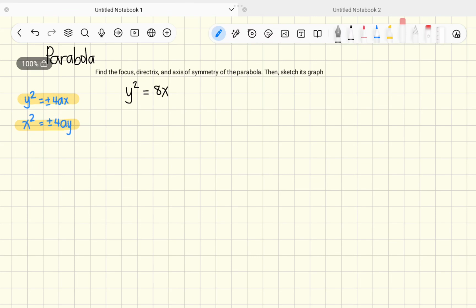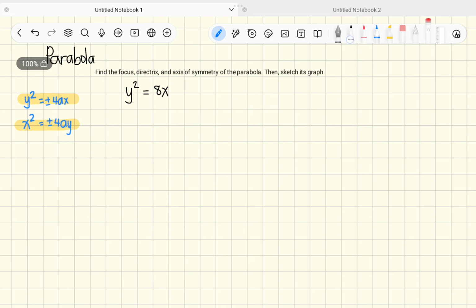Let's have a few examples. Find the focus, the directrix, and the axis of symmetry of the parabola. Then sketch its graph. We have an equation in standard form, y squared equals 8x. And what does this tell us? From the form of the equation, we know that the vertex is at the origin.